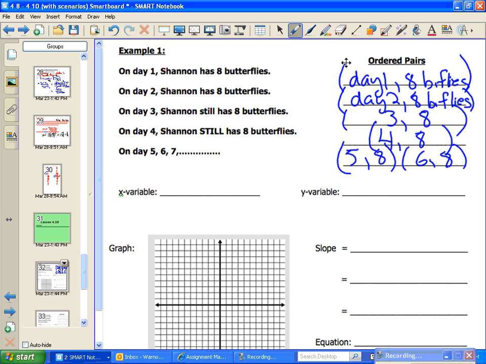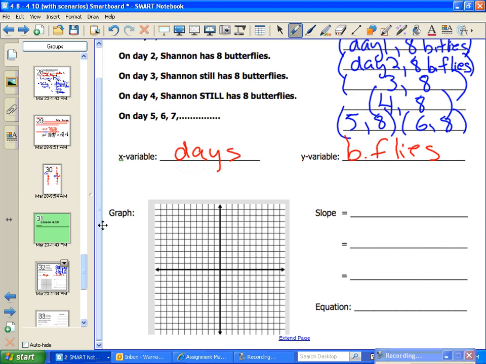X and Y variable are what, Nicole? Days and butterflies. Okay, graphing those points. Days and butterflies. Okay, so go right 1, up 8. Go day 2, 8 butterflies. Day 3, 8 butterflies. Day 4, 8 butterflies, and so on. Connect those.